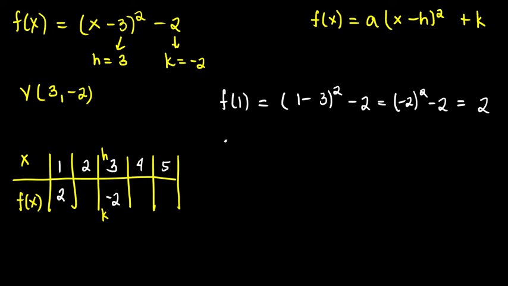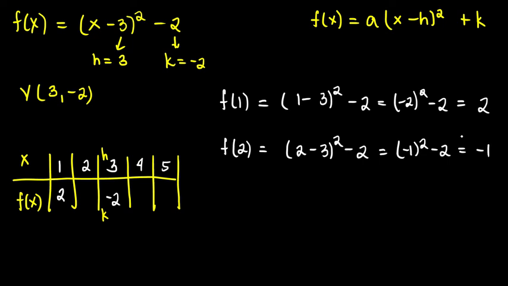Then the next one is f of 2. Again, (2 minus 3) squared minus 2 equals: 2 minus 3 is negative 1. Negative 1 squared is positive 1. Positive 1 minus 2 is negative 1. So we put negative 1 here.